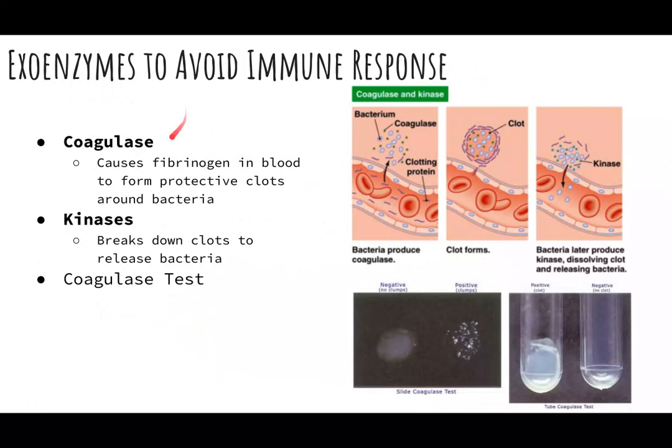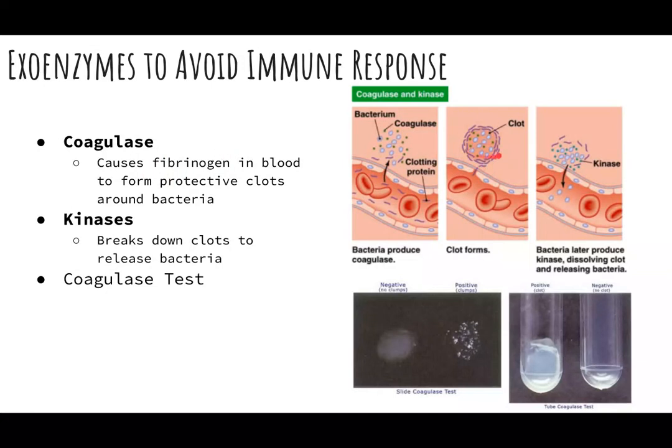One exoenzyme that helps to avoid the immune response is what's called coagulase. So what coagulase does is it converts a protein called fibrinogen in your blood into fibrin. And what this does is it forms these clots. And while the bacteria are inside of these protective clots, they're essentially masked from the host's immune system. They work like a cloaking device.